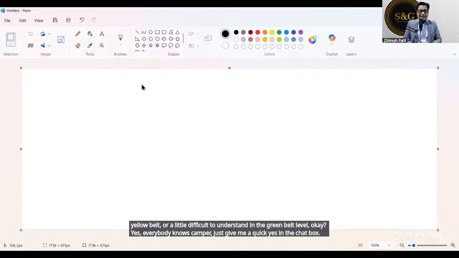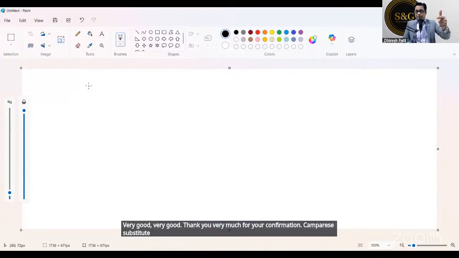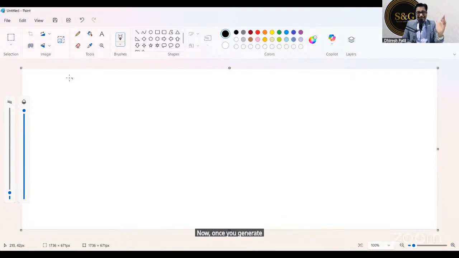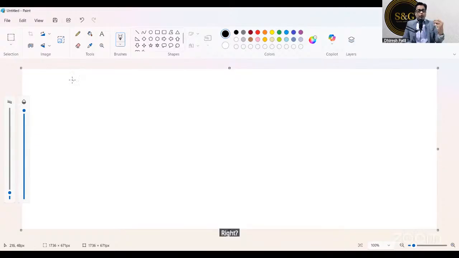Just give me a quick yes in the chat box. Very good, very good. Thank you very much for your confirmation. CAMPER is substitute, combine, adapt, modify, put to other use, eliminate, and rearrange. Right? So these are the 7 keywords to generate ideas on the root causes. Okay. Now, once you generate those ideas, because every idea cannot be implemented, right? So what we do is we put those ideas in something called an EB matrix.